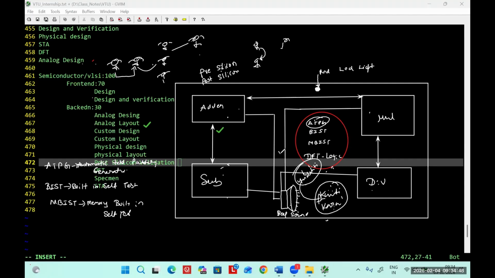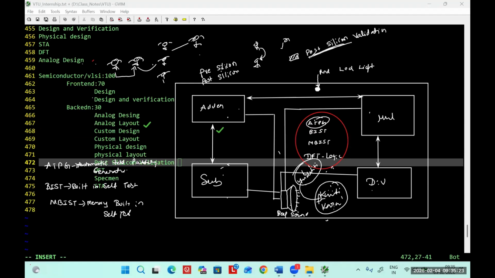Now everything is working properly, and you give it for fabrication, meaning the design needs to be converted into a chip. Now the chip is converted and you get one chip. Shall we sell it to the market? No, we need to do the checking and testing. This testing is called validation. Now the question is, why post silicon?